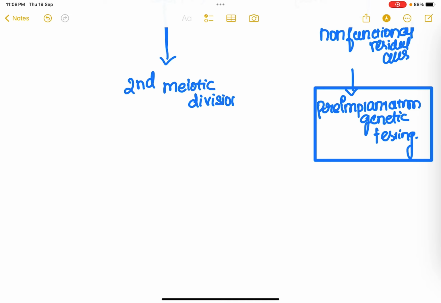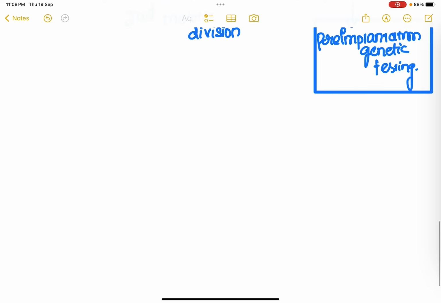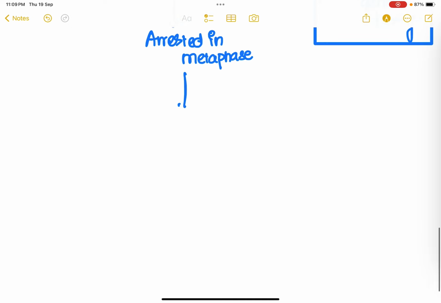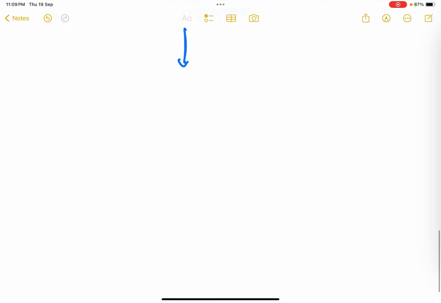Now, the second meiotic division is also not going to get completed very soon. Why? Because the second meiotic division will get arrested in a stage called metaphase. So you may have the doubt: when is this metaphase going to get completed in the female? This secondary oocyte, which was arrested in the metaphase, will complete its division only at the time of fertilization.